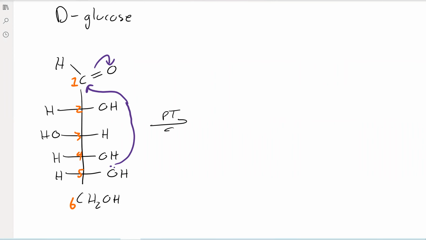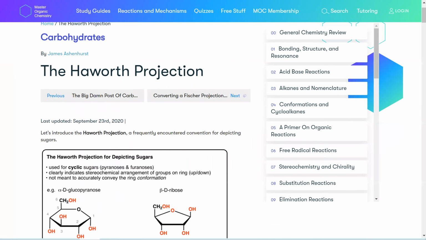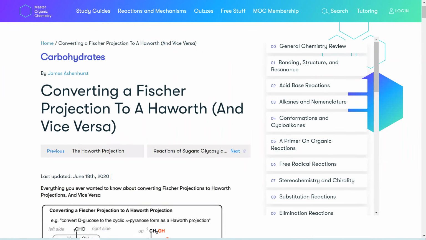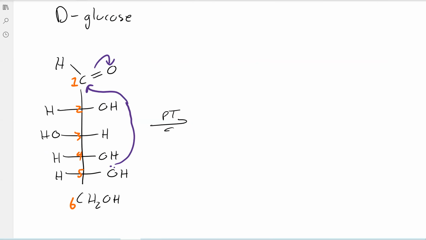And the way that we're going to draw these is through the shortcut way. If you'd like, you can draw it from the linear structure and follow a more logic-based path. I highly recommend these articles from Master Organic Chemistry, the Haworth projection, and then of course, converting a Fischer projection to a Haworth and vice versa, which is kind of what we're going to do here in a second. But first, we're going to change them into our chair structures from organic chemistry, since we're organic chemists. And by convention, we put the oxygen in the top right.